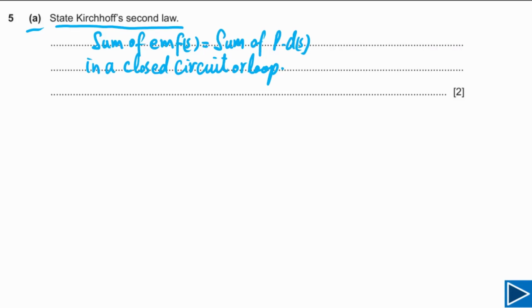Now this question has 2 marks. The first mark is for this part. If you have written sum of EMFs is equal to sum of PDs, you will get 1 mark. And this is an M mark, meaning it must be in the answer. The second mark is an A mark. But if you cannot get the M mark, you will also not get the A mark. So the M mark is a must mark, and the A mark depends on the M mark.